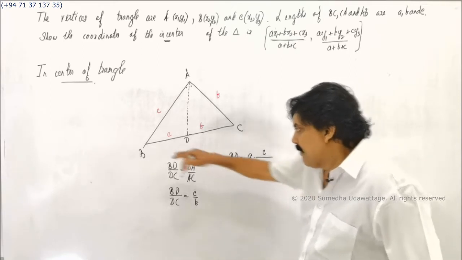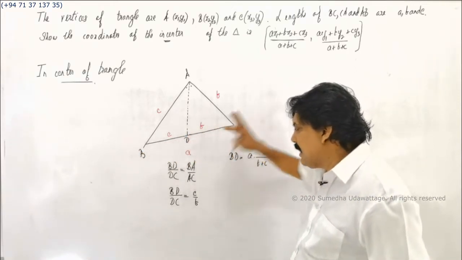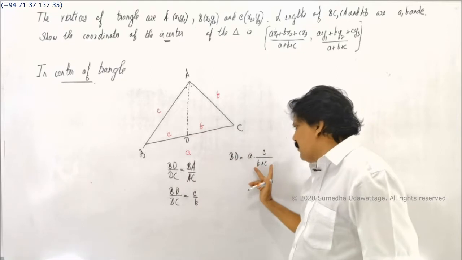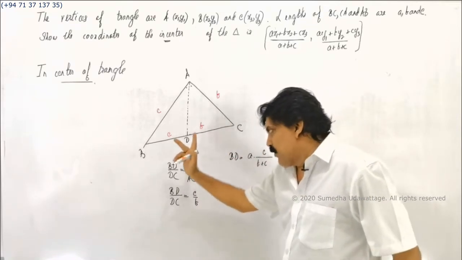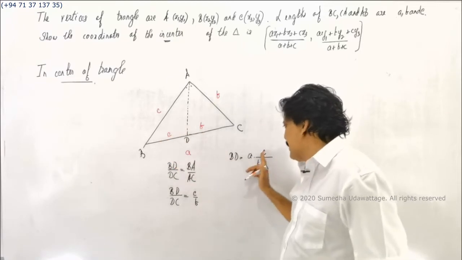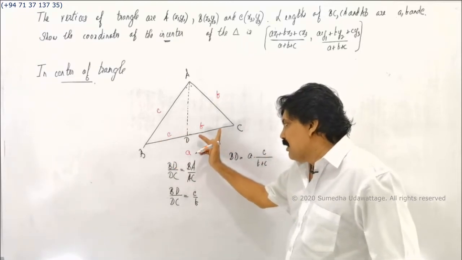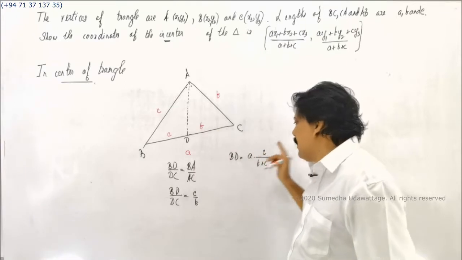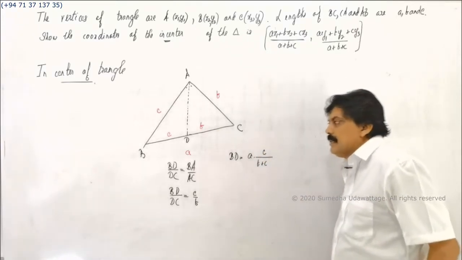Again, I would repeat, the complete length of the side, divide by the total of the two ratios. If you are to take the length of this portion, you multiply by C. If you want to take the length of this other portion, you multiply by B. Then BD is this.